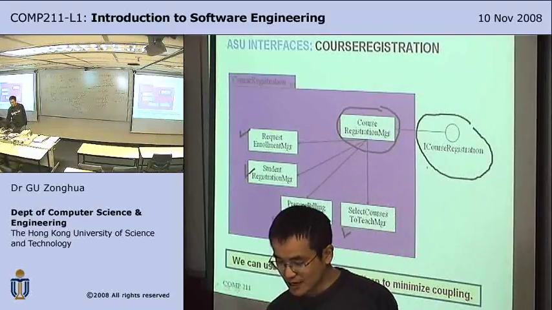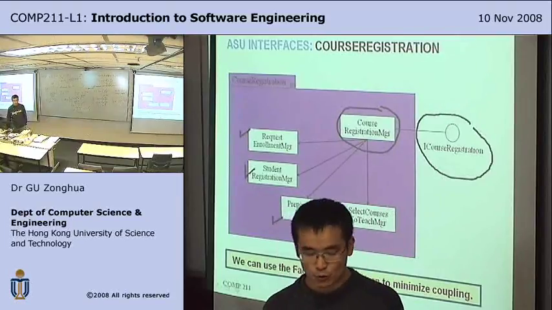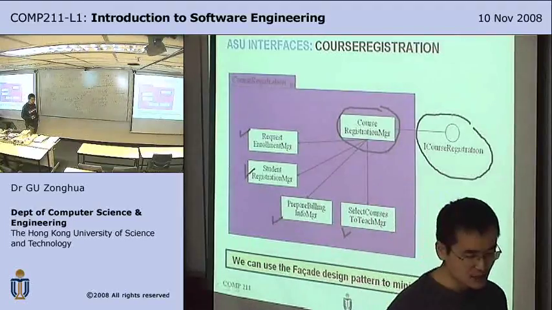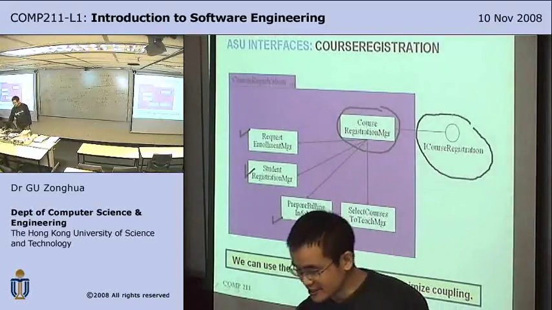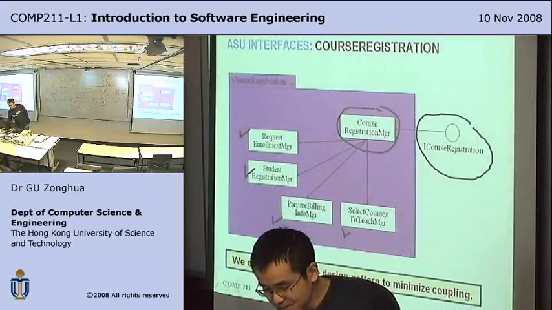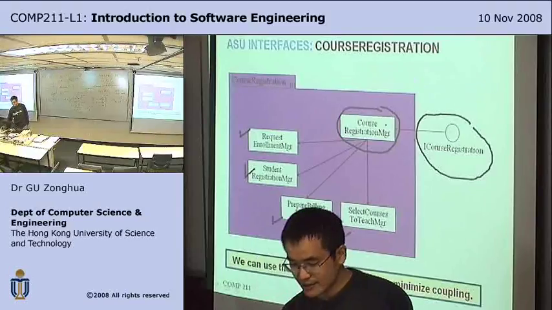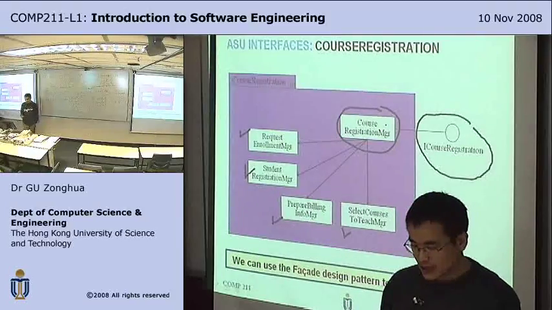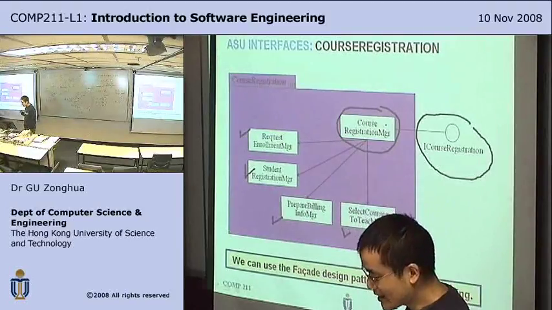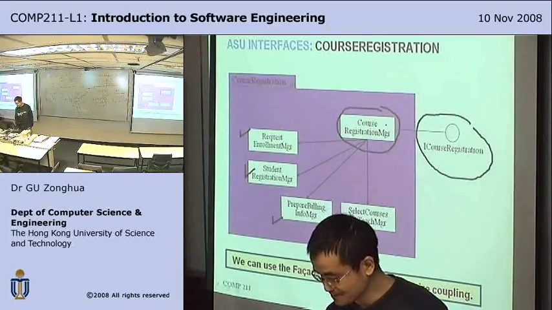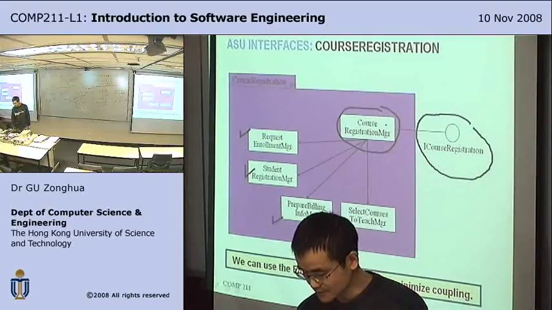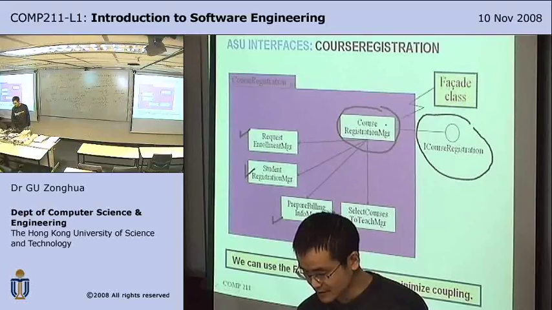In this way, you minimize coupling, because now you expose one unified interface, and every time you update the interface, you just need to update this one class. So it enhances encapsulation because the outside now has a more limited view of the subsystem. So that's a facade class.